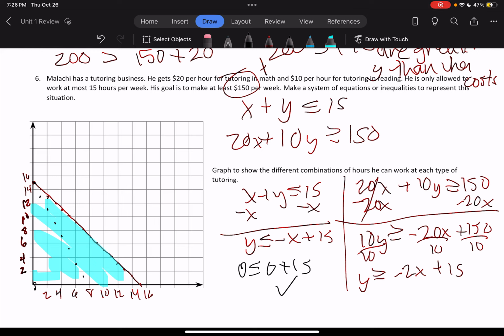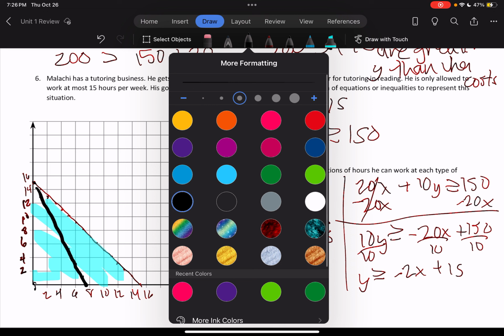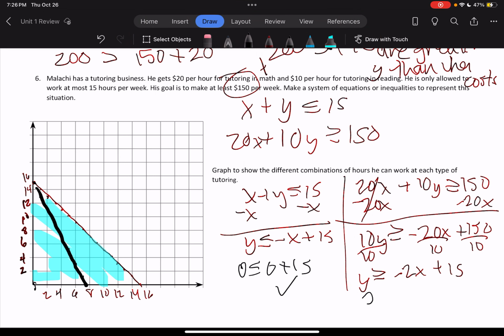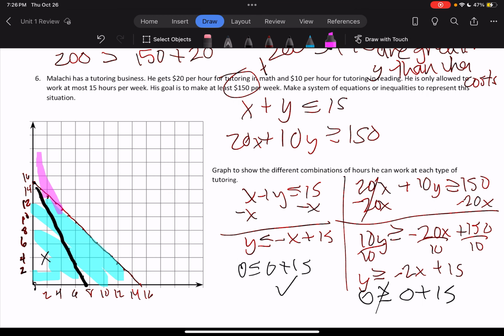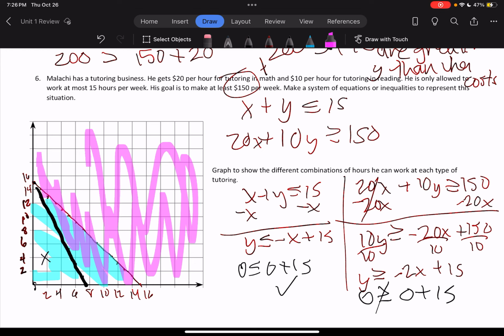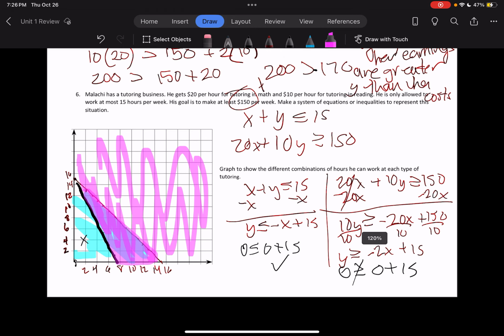Okay, and so this time, again, we have a solid line as well. And now in terms of it wants to be greater than, so if I plug in 0 is greater than or equal to 0 plus 15, that is not true. So in this case, I'm not going to shade this side. I'm going to shade in the other side of the line. And so that will be this side over here. And so our overlapping area is this triangle right in here. Okay. So there I have graphed it.